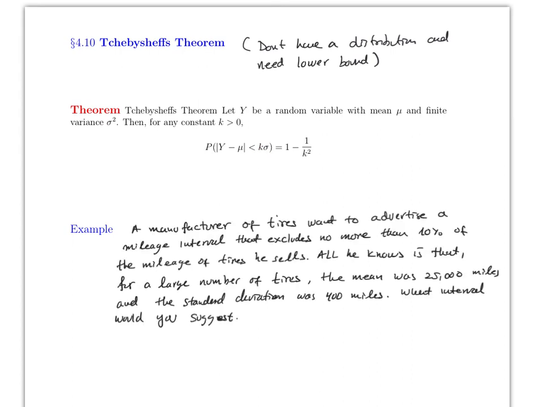All right, let's try an example. So the example says the following. A manufacturer of tires wants to advertise a mileage interval that excludes no more than 10% of the tires, or the mileage of the tires that he sells. All he knows, which means he doesn't know the actual distribution, is that for a large number of tires, the mean was 25,000 miles, and the standard deviation was 400 miles. So what interval would you suggest?